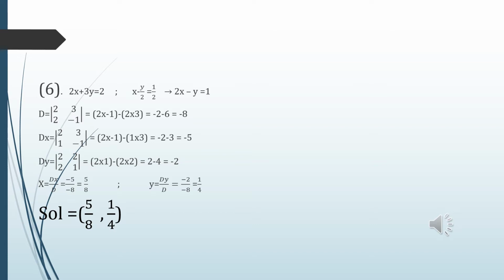Multiply the whole equation by 2 and you will get 2x minus y is equal to 1. This is our second equation. First equation remains as it is. Then by using first and second equations, get the values of a1, b1, c1, a2, b2, c2. a1 is equal to 2, b1 is equal to 3, c1 is equal to 2, a2 is equal to 2, b2 is equal to 1, c2 is equal to 1.